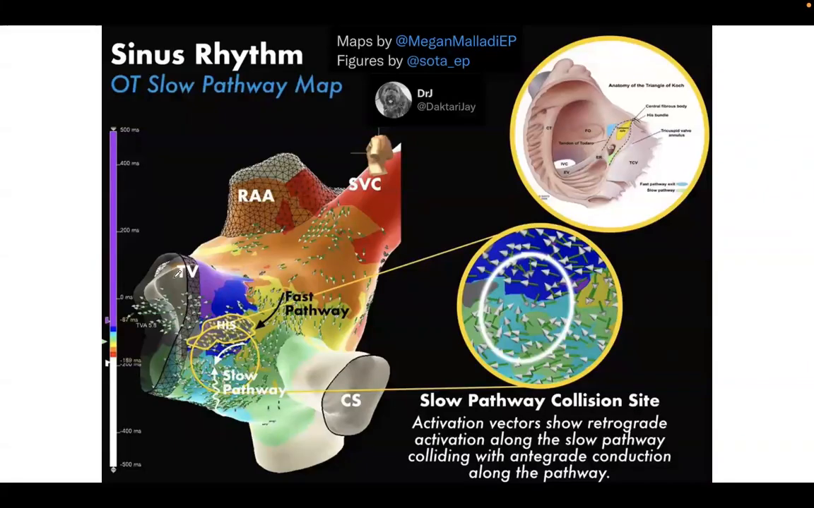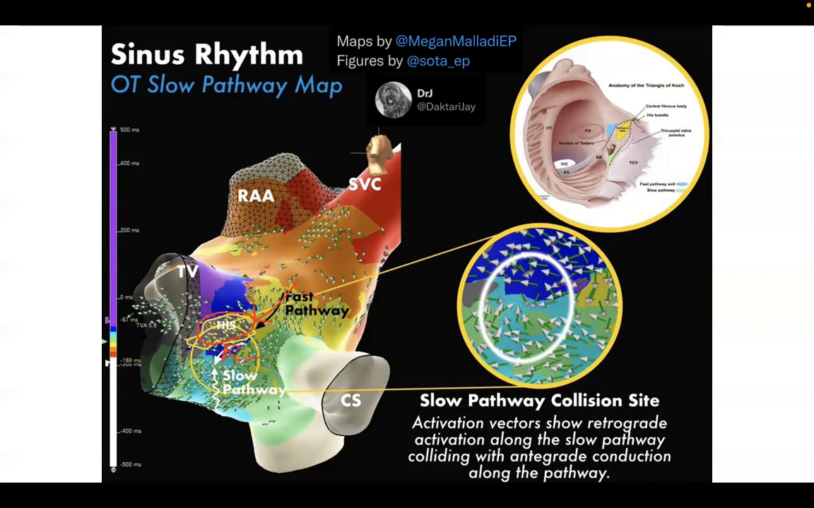This is a nice 3D map as well of a patient with AVNRT. Again, this is your CS, this is your His. In this case, it's a little bit lower His than what I typically expect. I would expect the His to be somewhere here, but in this case, a little bit lower than usual. And then, like we know, there are fast and slow pathway inputs into the His. This is your fast pathway, which is more up top here, and your slow pathway is here.